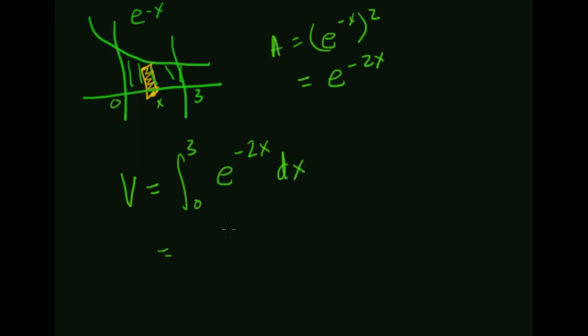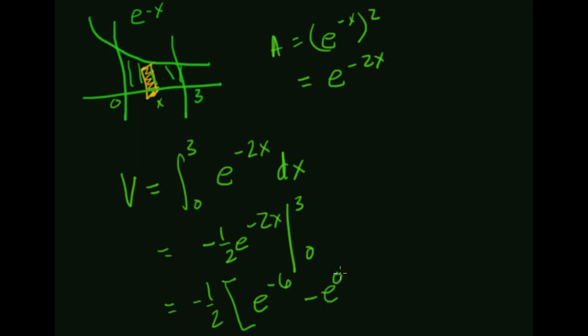The antiderivative of e to the negative 2x is going to be negative 1/2 e to the negative 2x, and that's from 0 to 3. So this is negative 1/2 times e to the negative 6 minus e to the 0.